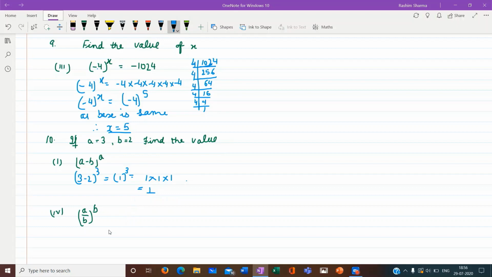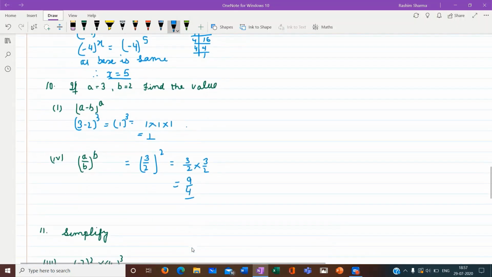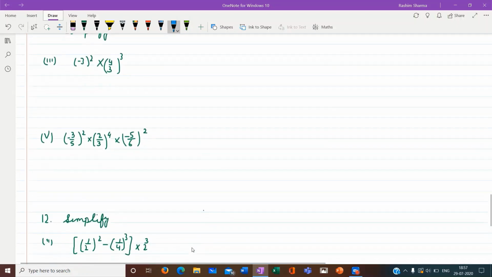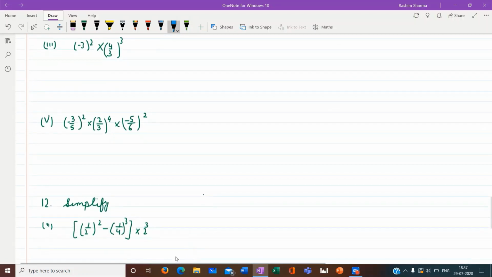Second part is (a upon b) raised to power b. So we can put their values here. a is 3, b is 2. It means 3 upon 2 is to be multiplied 2 times. That means 9 upon 4 is our answer. Alright. Next question number 11 is, simplify (minus 3) raised to power 2 into (4 upon 3) power 3.